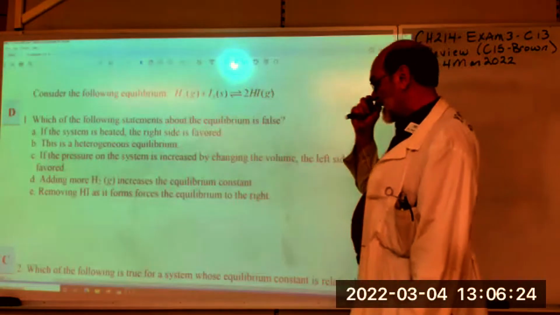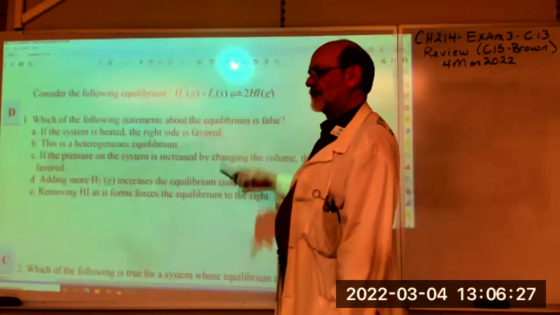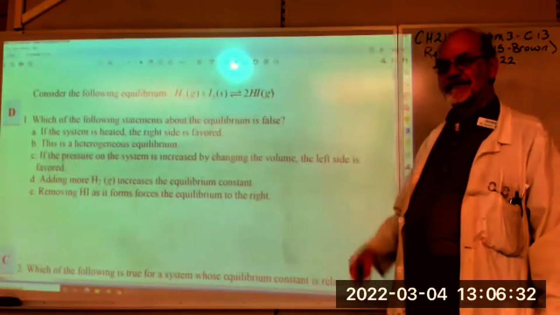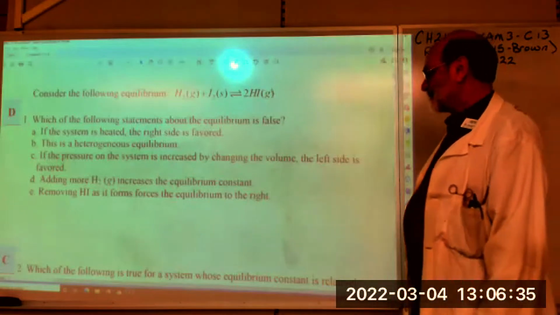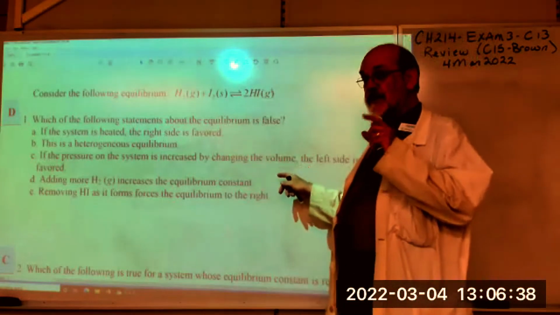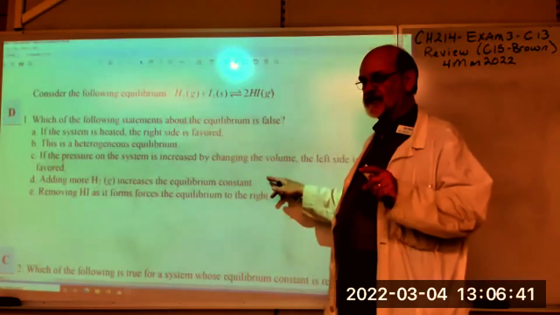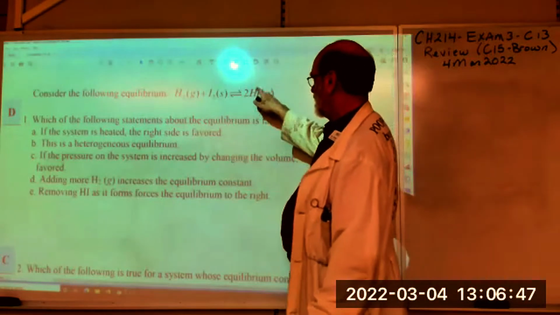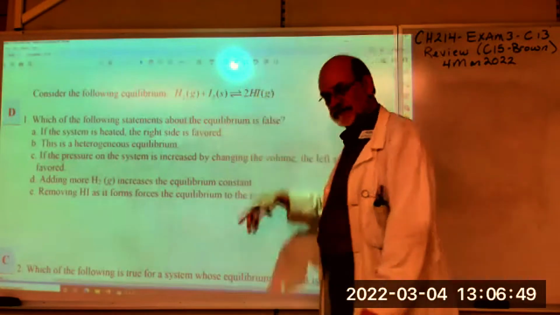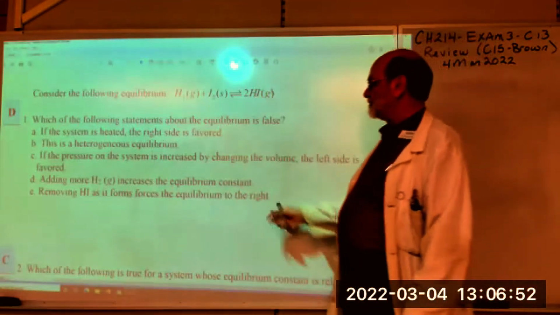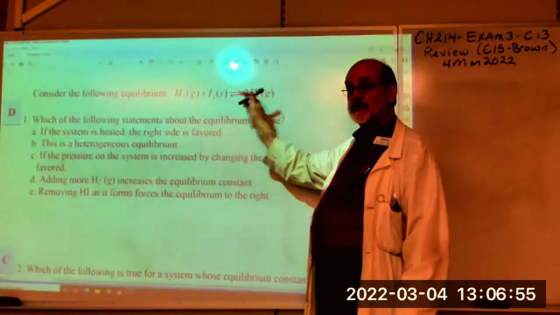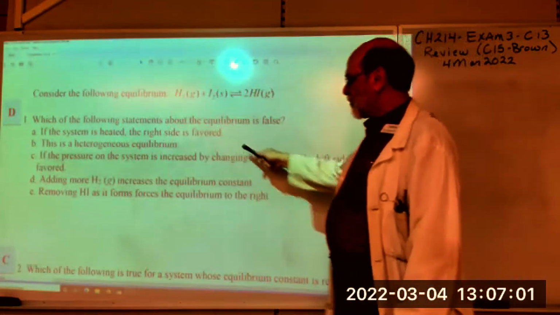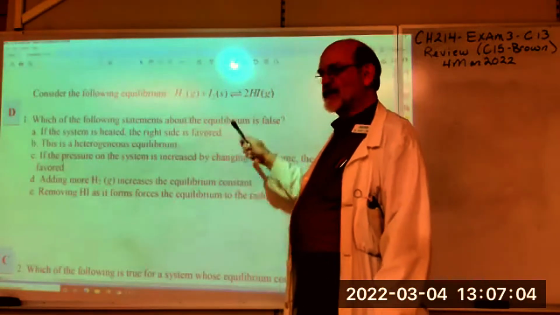Adding more hydrogen gas increases the equilibrium constant. So the only thing that changes the equilibrium constant is what? Temperature. It will change the equilibrium position, but not the constant. Removing HI as it forms forces the equilibrium to the right. That's true. It will move to replace what you removed. It'll move this way. So, except for the problem with that statement, D is the best answer there.